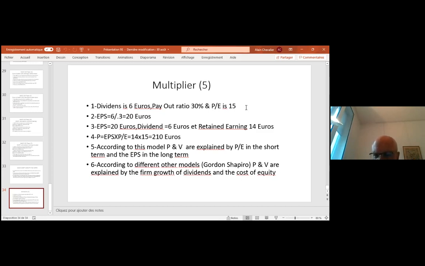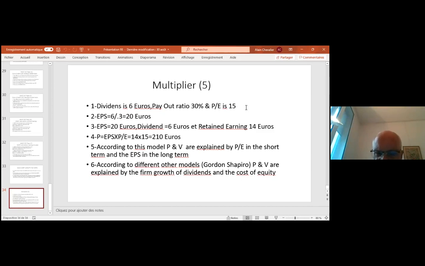So what we want to do first is to calculate the earning per share. It's quite easy. The earning per share is equal to the dividend divided by the payout ratio. Remember what we have done on that. It's not just the other way around. If you divide 6 by 0.3, you find €20. The earning per share here is €20. After that, the earning per share being €20 and the dividend being 6, that means that retained earnings are equal to the difference, €14.